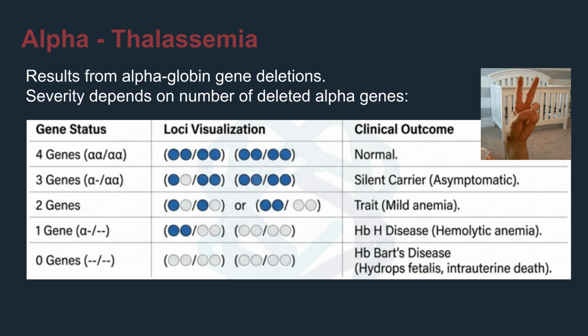There are 4 alpha globin genes, and severity depends on how many are missing. Lose 1, it's silent. Lose 2, trait. Lose 3, HbH disease. Lose all 4, Hb Bart's, which is the catastrophic one, and includes hydrops fetalis, fetal demise, and increased maternal risk, including preeclampsia.